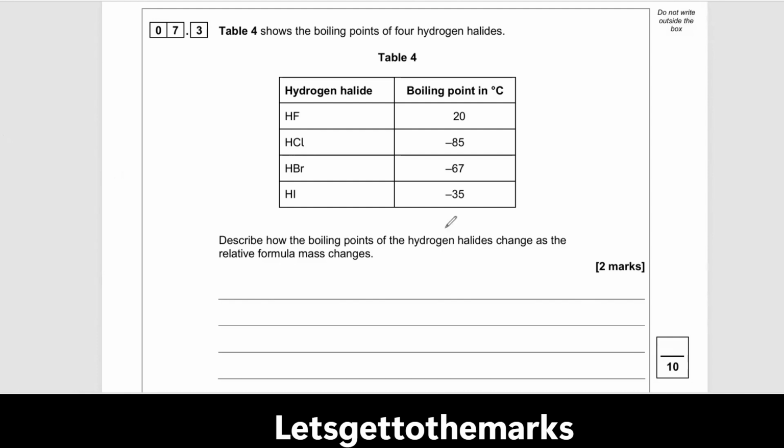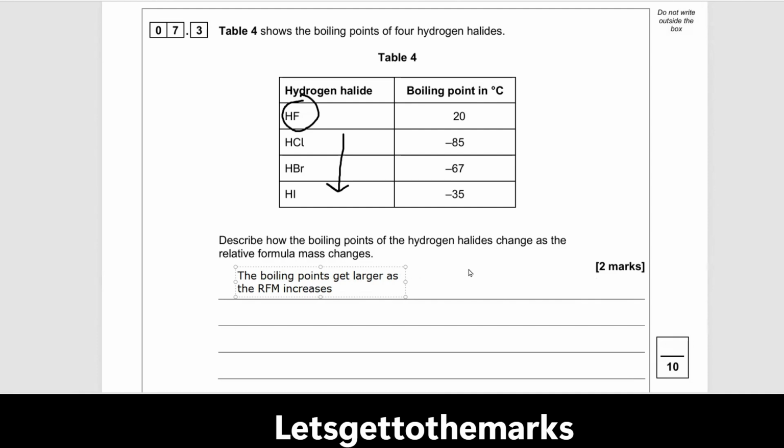Describe how the boiling points of the hydrogen halides change as the relative formula mass changes. Essentially, as they get bigger, the boiling points increase. They're getting closer to 0. Okay, this is an exception that you don't really need to talk about. You don't really need to know at GCSE why, but it's kind of confusing that they put that there. So I would say the boiling points get larger as the RFM increases. So as the relative formula mass increases, the boiling points get bigger.